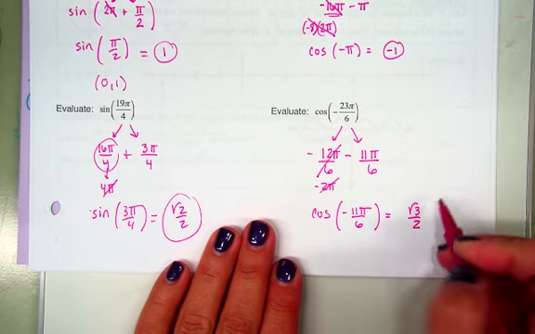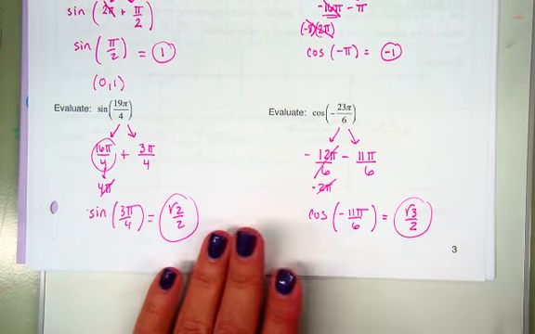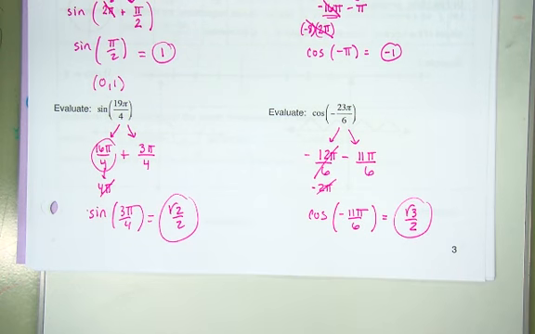Okay, so again, there are other ways to do these. So if you went to the negative 24 pi plus pi over 6, it would also work. You get the exact same answer. Okay? Questions on those guys?